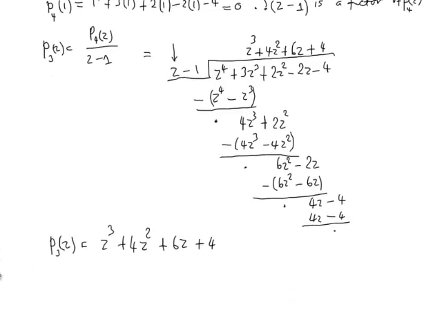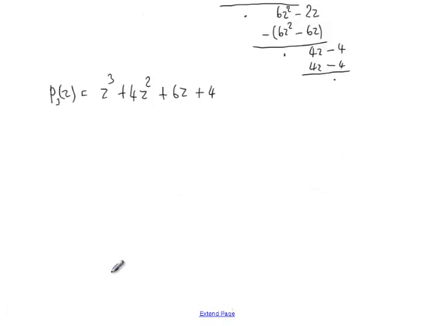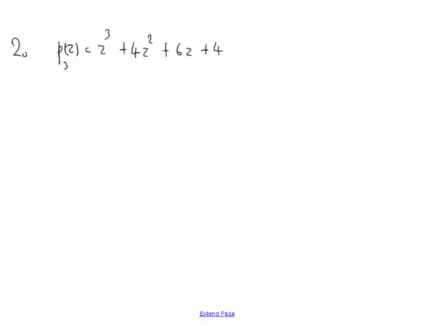So now let's say step number 2: we're having P3(z) equals z cubed plus 4z squared plus 6z plus 4. Guys, there's one thing which you must learn, or maybe you must educate yourself in.